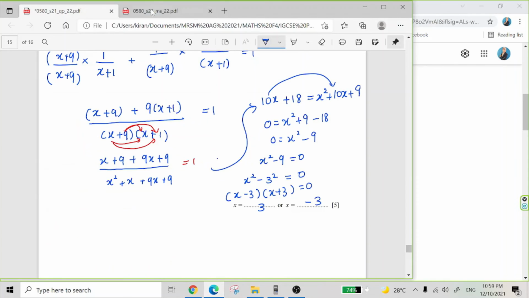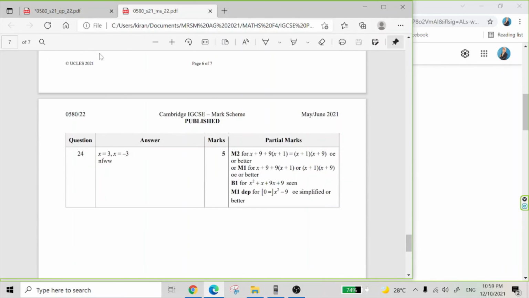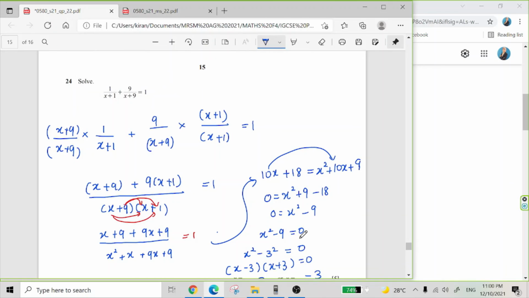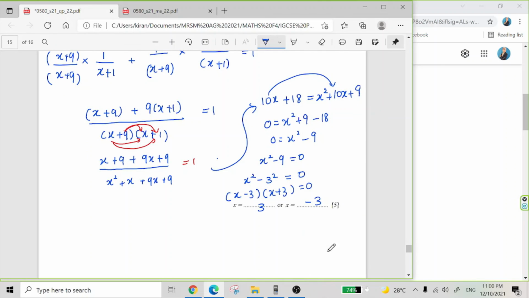Okay, oh sorry, that is the answer. And FWW means not from wrong working. So this is the answer, 3 and negative 3. Okay, that's all for this paper.